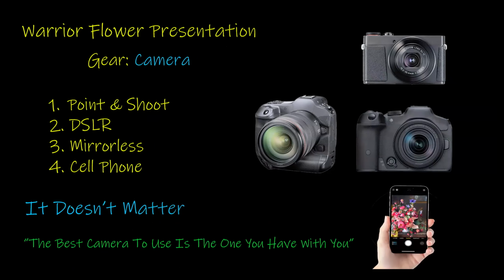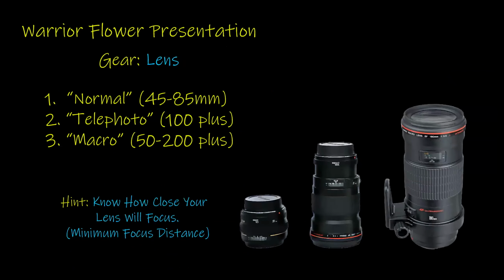Okay, the gear, the camera: point and shoot, DSLR, mirrorless, cell phone, it doesn't matter. The best camera to use is the one you have with you. Okay. The lenses: normal lens, 45 to 85 millimeters, telephoto lens, 100 plus, and macro, 50 to 200 plus. And as you see a hint on the left-hand corner of your screen, know how close your camera will focus, the minimum focus distance.